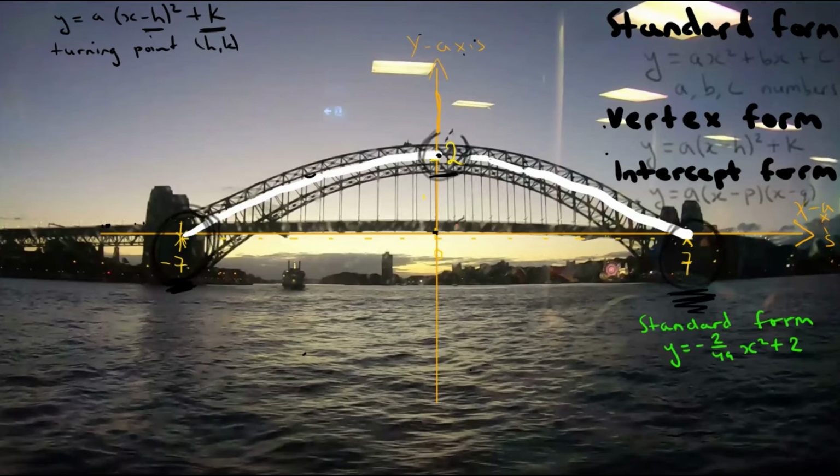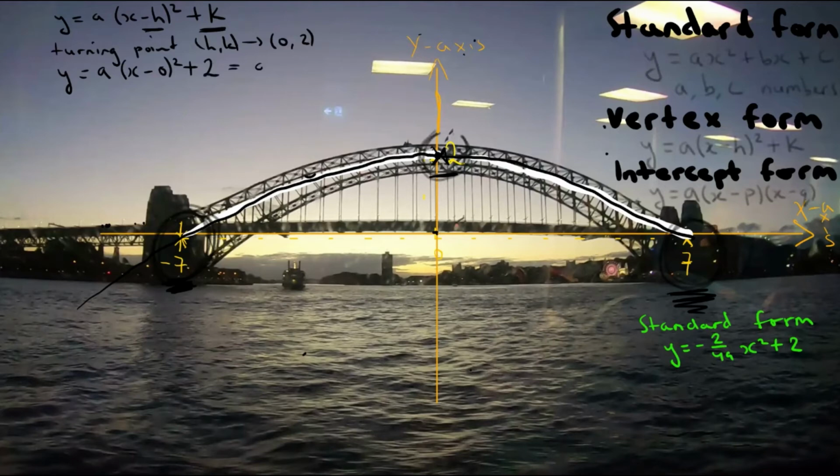Well, here on the graph, we go up, up, up, up, up. Slowly the gradient starts decreasing until it gets to 0, when we start turning back downwards. So the turning point is this point right here. It's (0, 2), so h and k will be 0 and 2. So what will that make our equation look like? It will look like this: a(x minus 0) squared plus 2.